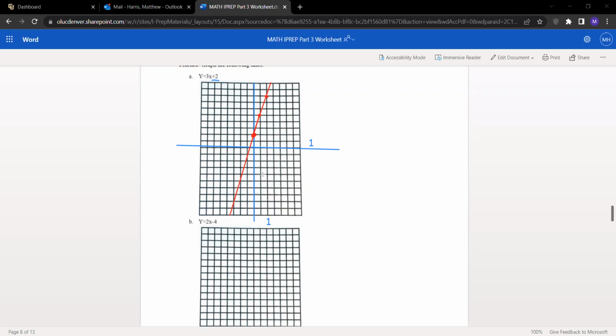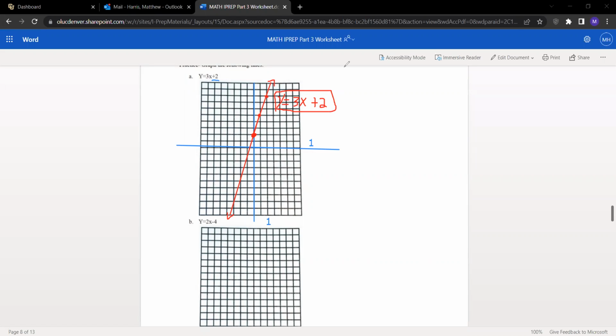All right, so that is our line. So that is how we draw. And then if you want, you can put as well y equals 3x plus 2. Put some arrows here just to show that that keeps going. Awesome. So now let's go ahead and do the next one.